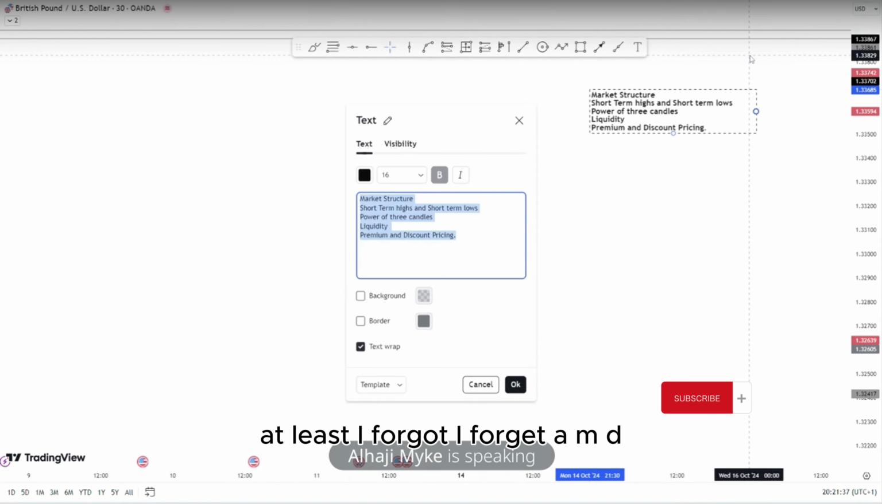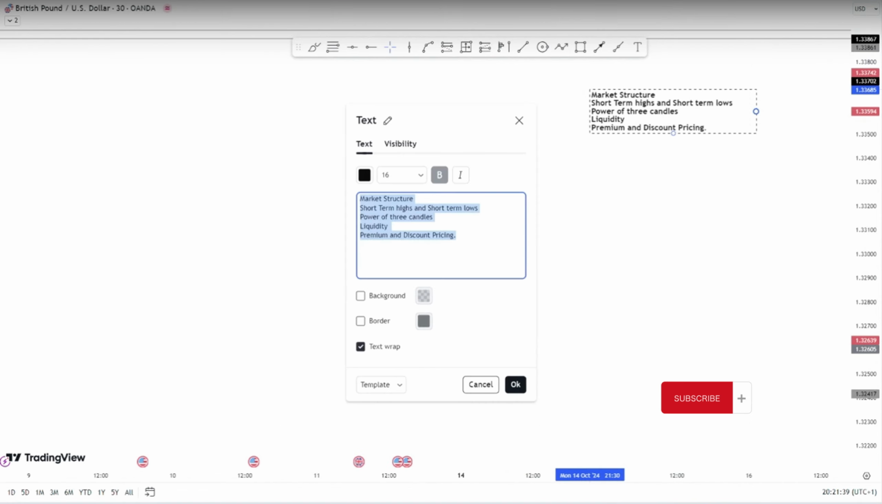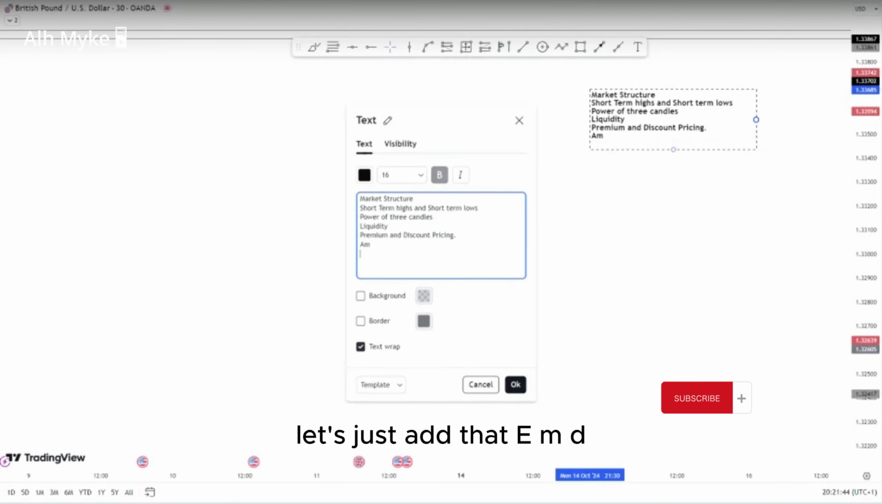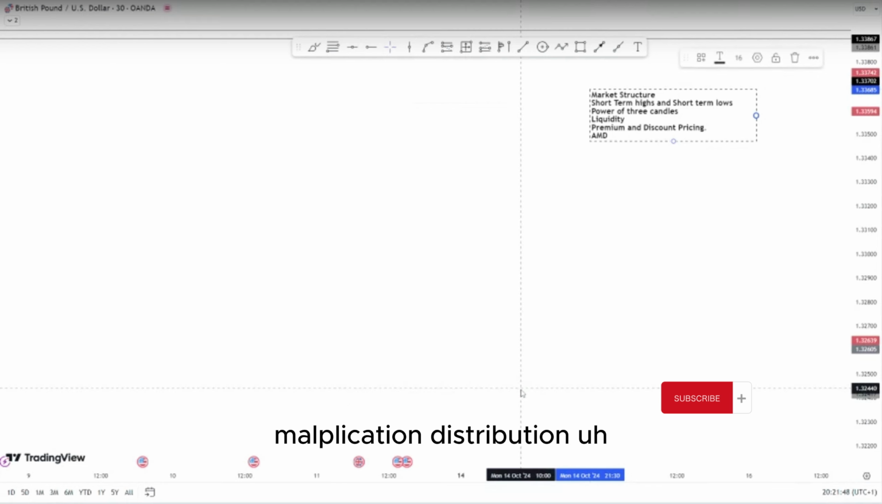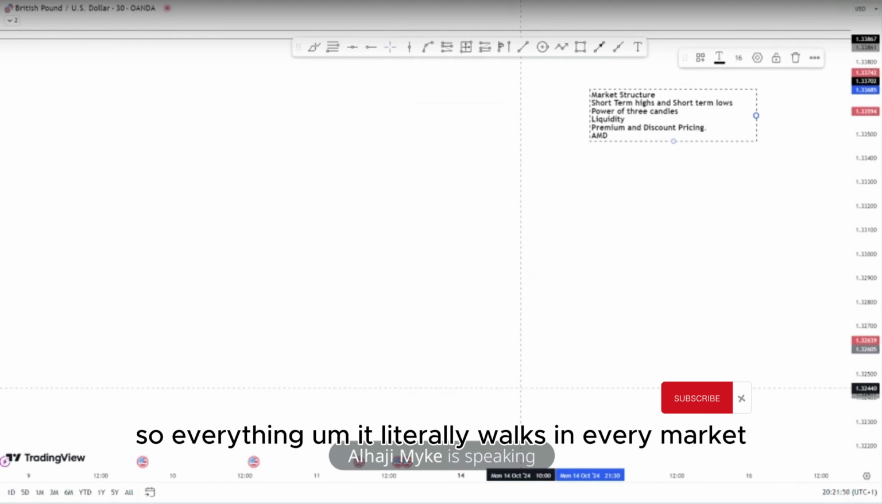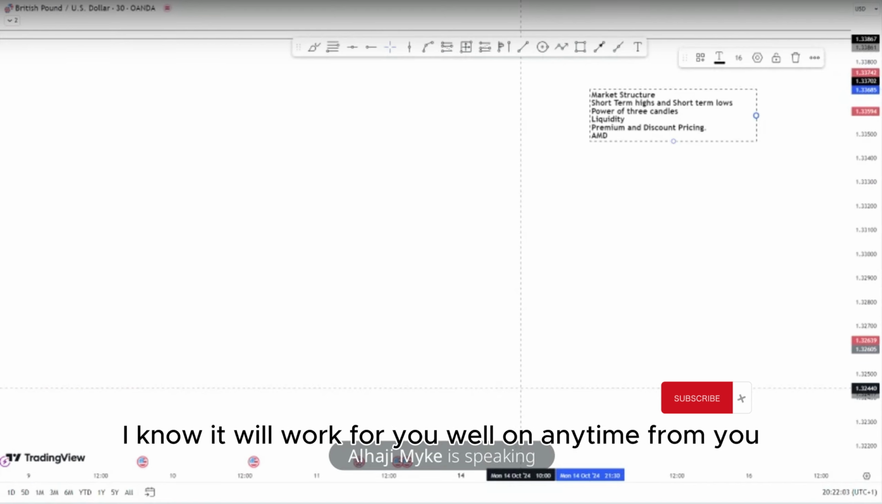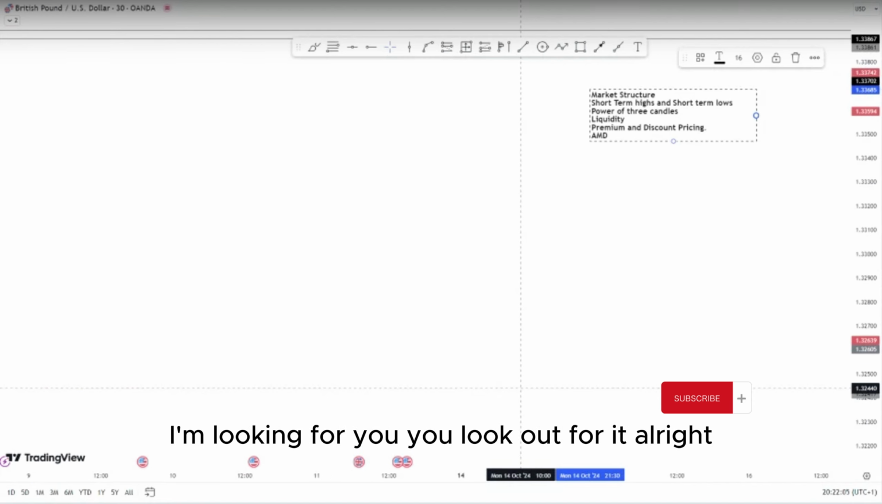Let's add AMD so I don't forget: accumulation, manipulation, distribution. Everything works in every single market and on every time frame. It's not restricting you to being a scalper or a swing trader or whatever. It will work for you well on any time frame you look out for it.